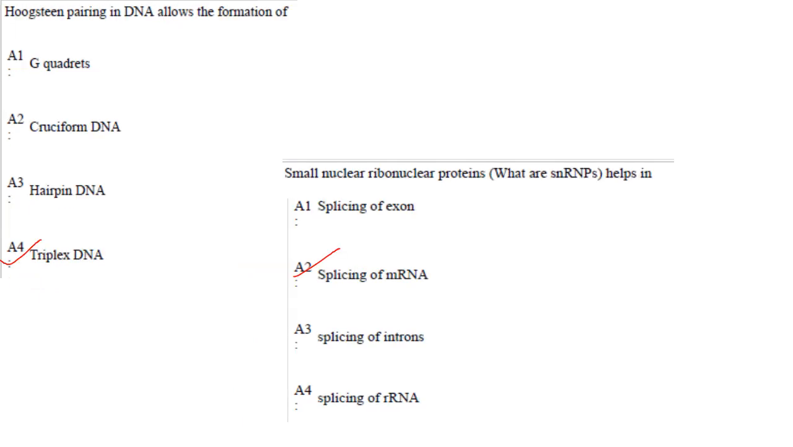Then next one. Hoogsteen pairing in DNA allows the formation of... So it allows the formation of triplex DNA. Hoogsteen base pairing is a non-Watson-Crick base pairing and it allows the formation of triplex DNA. Answer is option 4. Then small nuclear ribonucleoproteins help in... So snRNPs, or small nuclear ribonucleoproteins, participate in pre-mRNA splicing by recognizing the critical sequence elements present in introns, thereby forming active spliceosomes. So the answer here is option 2, that is splicing of mRNA.